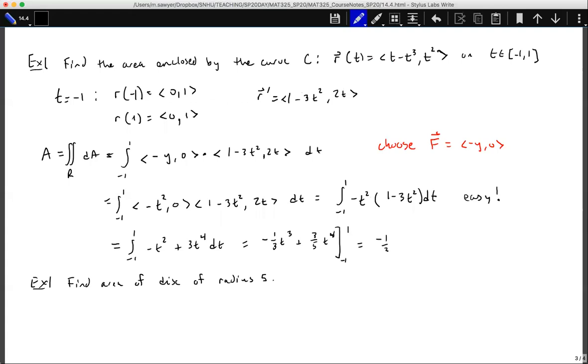So we get -1/3 plus 3/5 minus the value at -1, which is positive 1/3 minus 3/5. So we get -1/3 plus 3/5 minus a positive 1/3 plus 3/5.